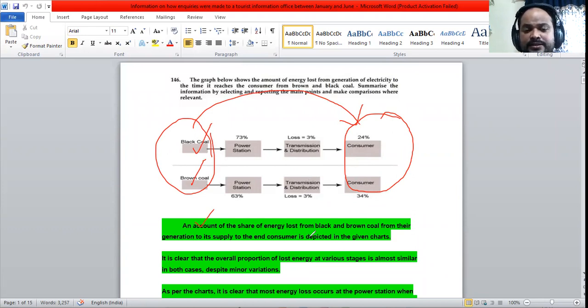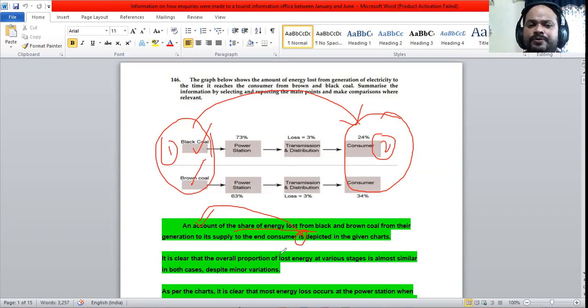So what is depicted in the given charts? An account is depicted. What is the account? The share of energy lost. From which point to which point? From this point to this point. Complete. So all the questions are answered. There is no question further.